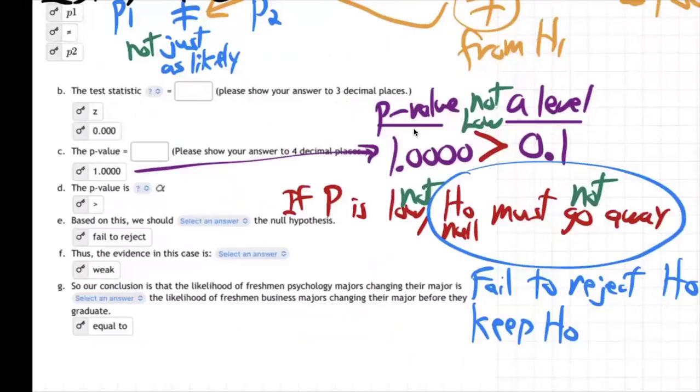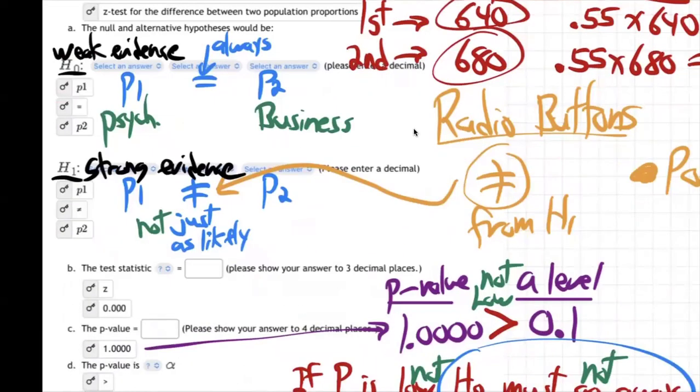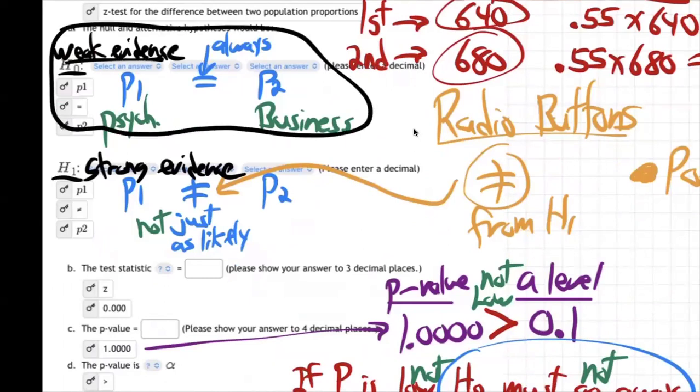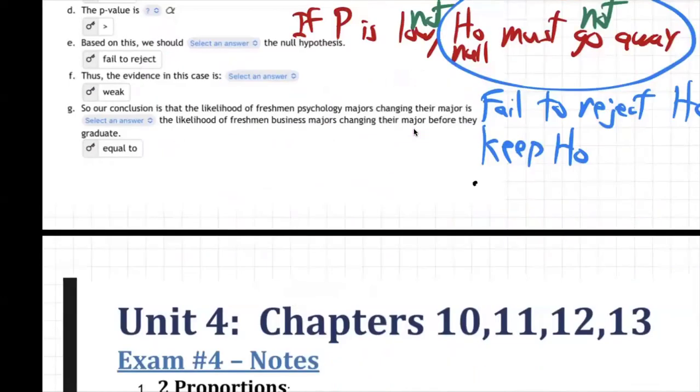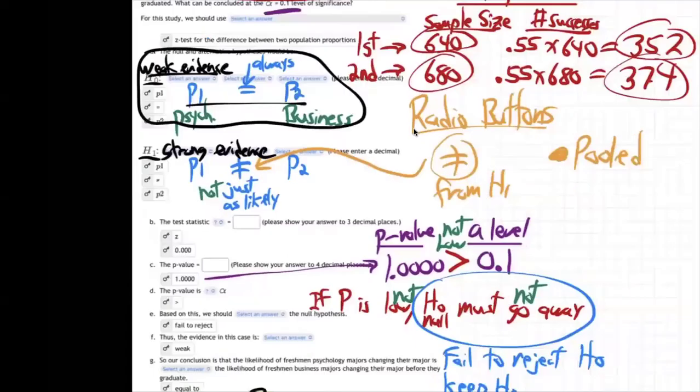So what did we go with? We're keeping H0. So you just go up here and go, oh, okay, it's whatever H0 says. So you don't have to think hard about it. What does H0 say? Weak evidence, P1 equals P2. So I just write that down: weak evidence and P1 equals P2, right? Well, how'd you get that? It's just what H0 says.